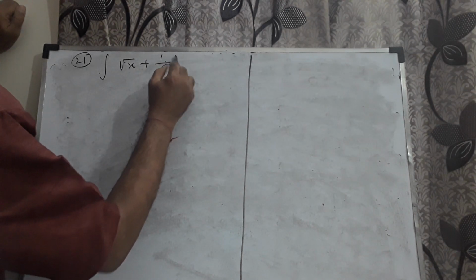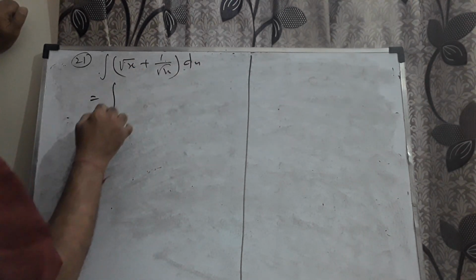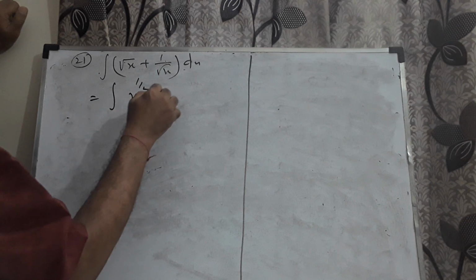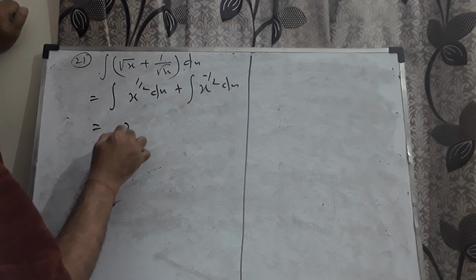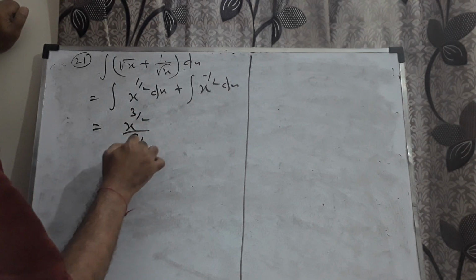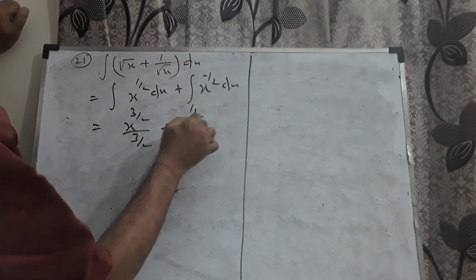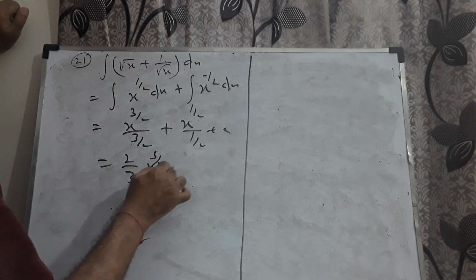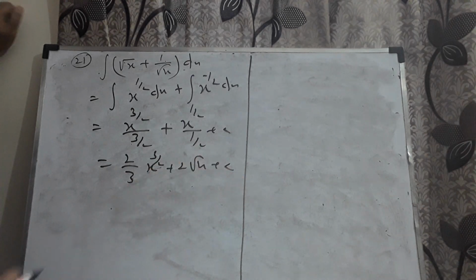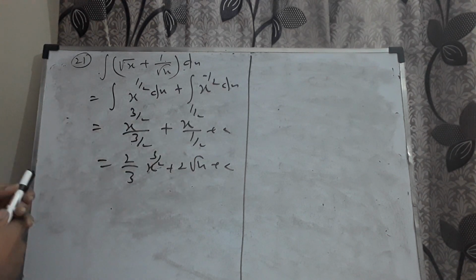Root x plus 1 by root x dx. Antiderivative and integral both imply the same. Integral x bar half dx plus integral x bar minus half dx. Here I write it as x bar 3 by 2 by 3 by 2 plus x bar half by half plus c. This is 2 by 3 x bar 3 by 2 plus 2 root x plus c. Here the answer is anyway C. It is given as A, B, C, D options. You can check. Answer is C for this problem.